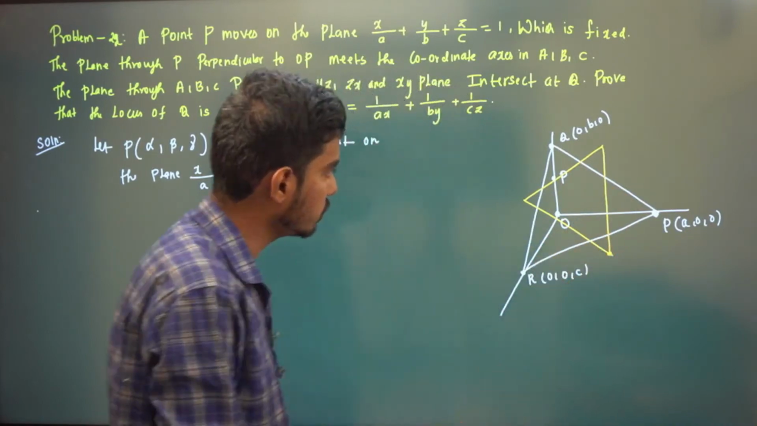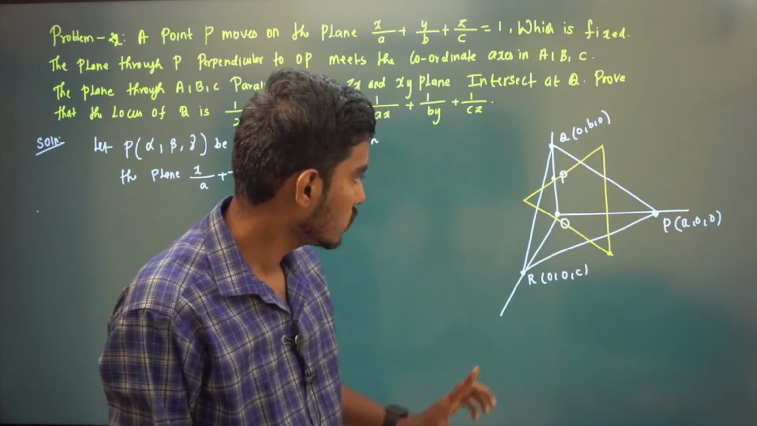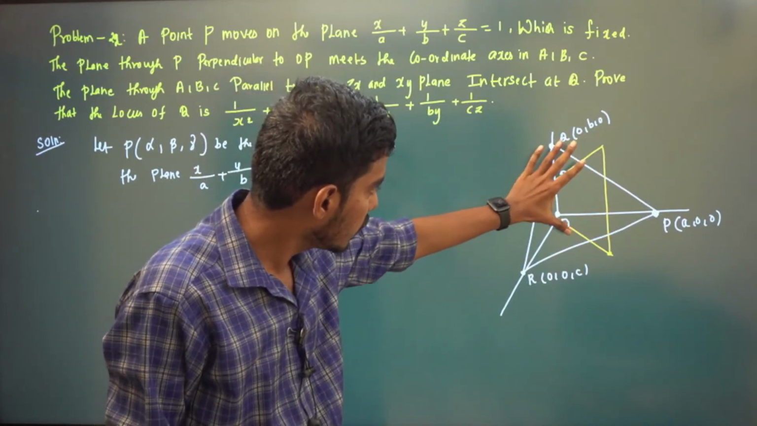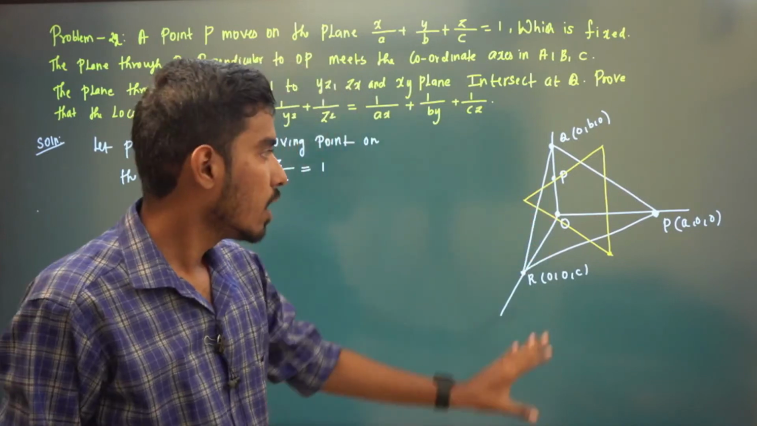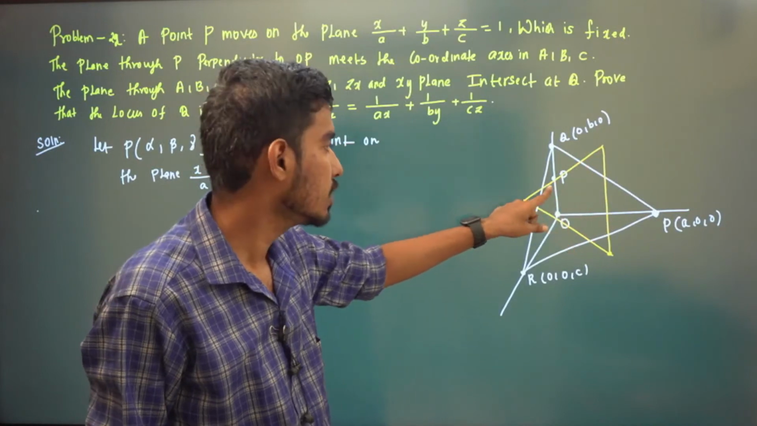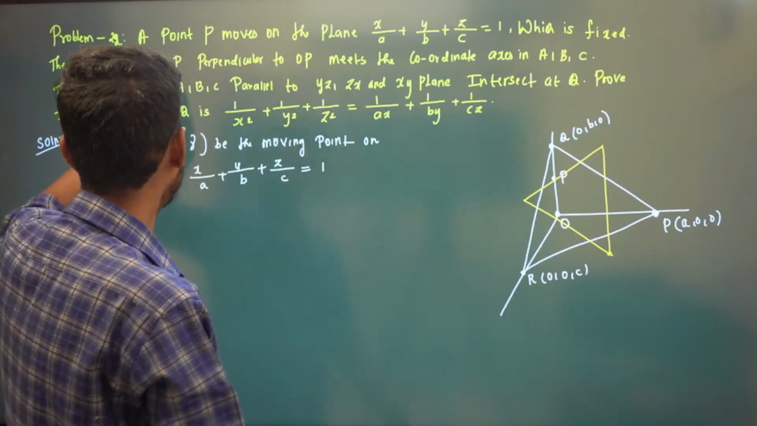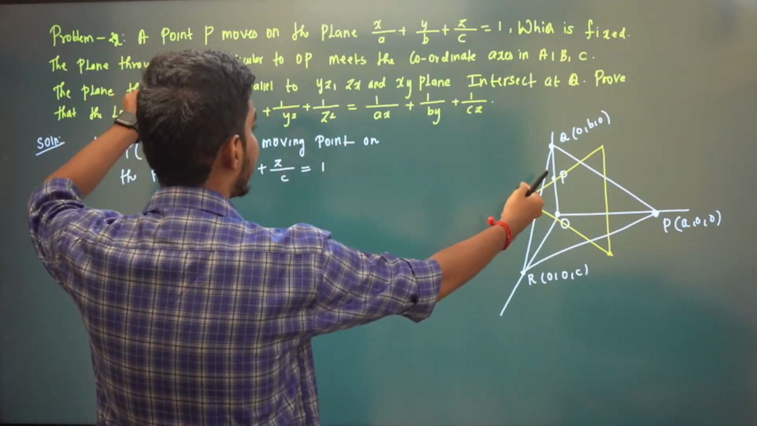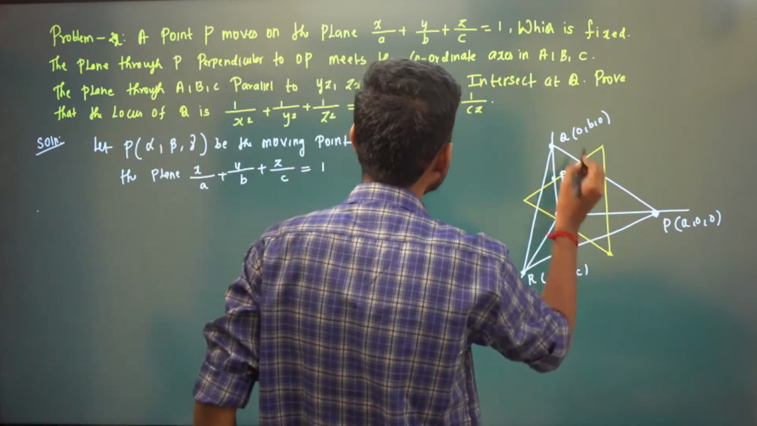Assume that this yellow colored plane is passing through P and is perpendicular to this line OP. What is the yellow plane? The yellow plane is the one that is passing through P and perpendicular to OP. The plane passing through P and perpendicular to OP meets the coordinate axes in A, B, C.